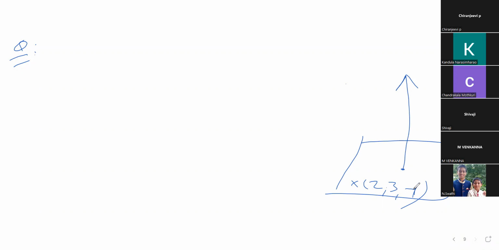Find the equation of the plane which passes through (2, -3, 1) and the plane is perpendicular to the line joining the points. Perpendicular means that line automatically becomes your normal, right? So the line joining the points 3, 4, minus 1, and another point 2, minus 1.